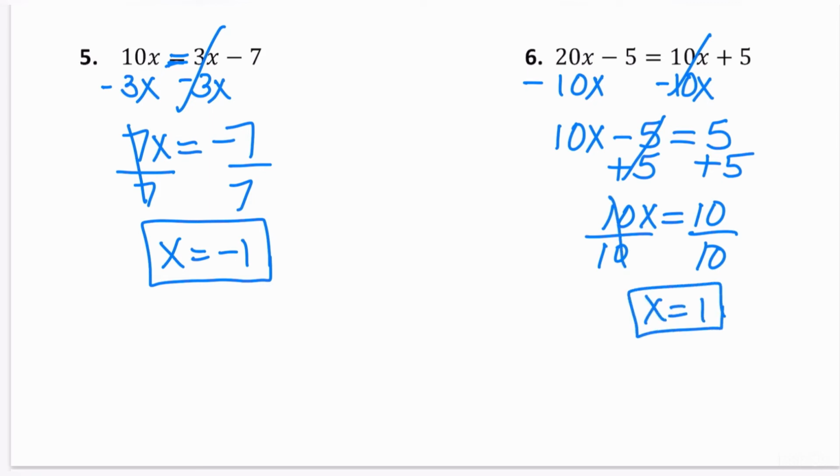And notice the entire time that I'm working with these, I want to make sure that I bring down the equal sign and I try to keep it lined up as much as possible, because again, that's going to help me avoid making a mistake.